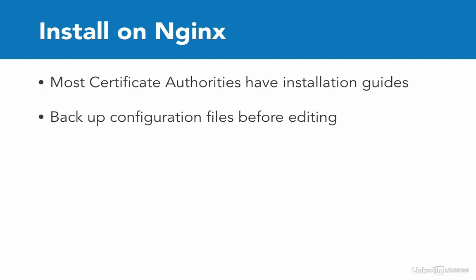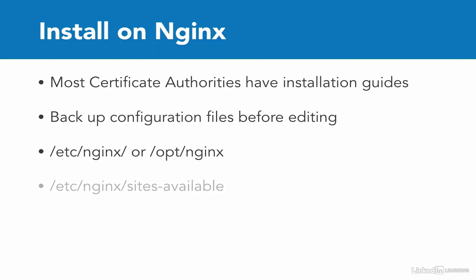Those configuration files are likely going to be stored in a directory called etc and a directory called Nginx. Sometimes they might also be in a directory called opt Nginx. Inside that directory, you should find another directory called sites-available. Now there might also be one called sites-enabled. You don't want to worry about that one. Sites-available is the directory that should contain the configuration files. Sites-enabled should just be links to those files.